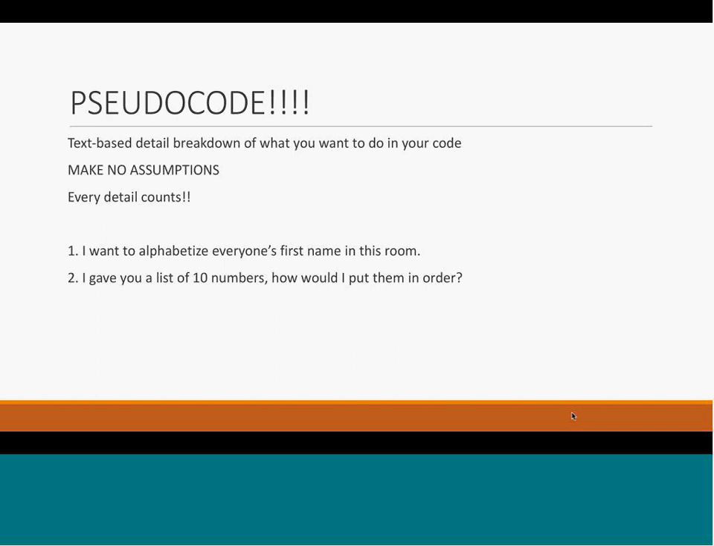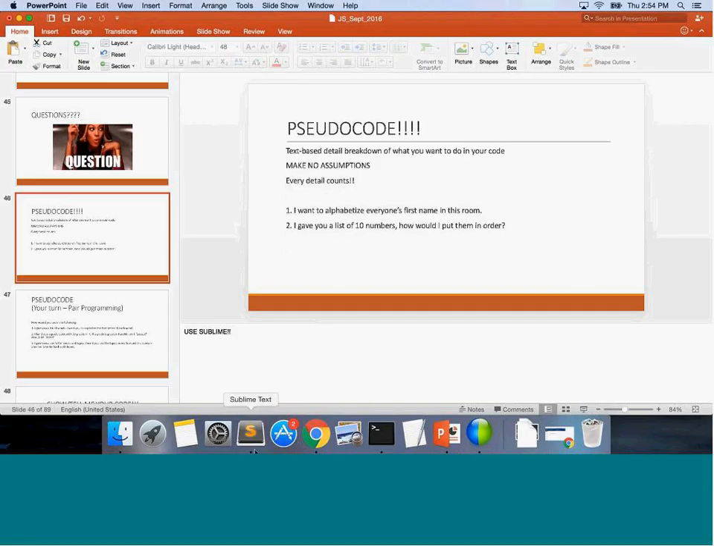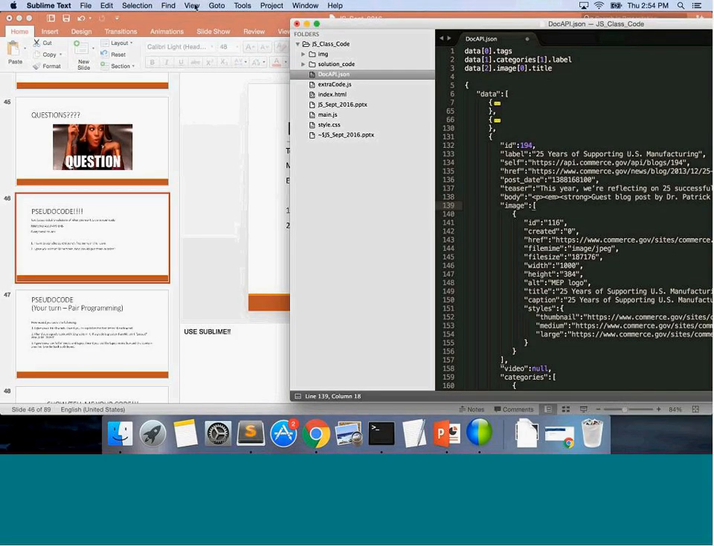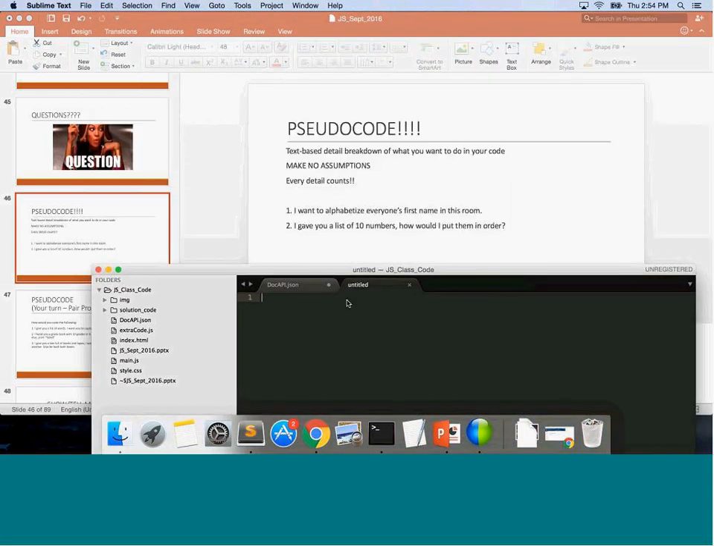So we're going to do the first two together. First, I want you to tell me how you think you would put something together, how you would figure out this problem. I want to alphabetize everyone's first name in this room. What would be the steps to doing that? Someone said make an array. I want to stay away from technical language. I just want you to think about this in plain English.